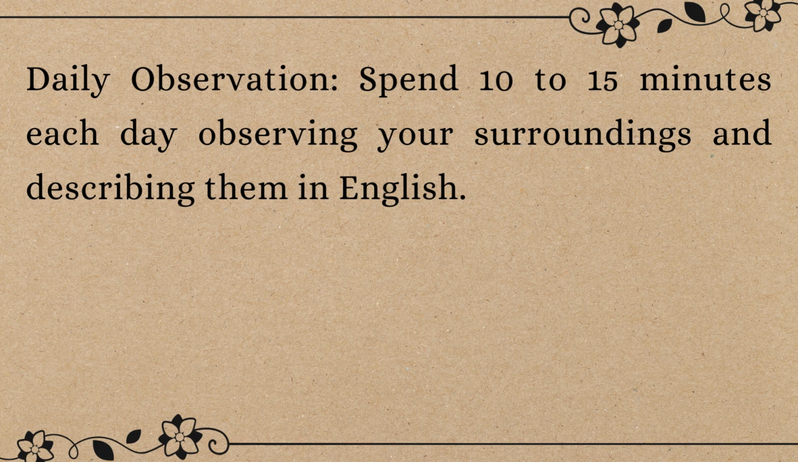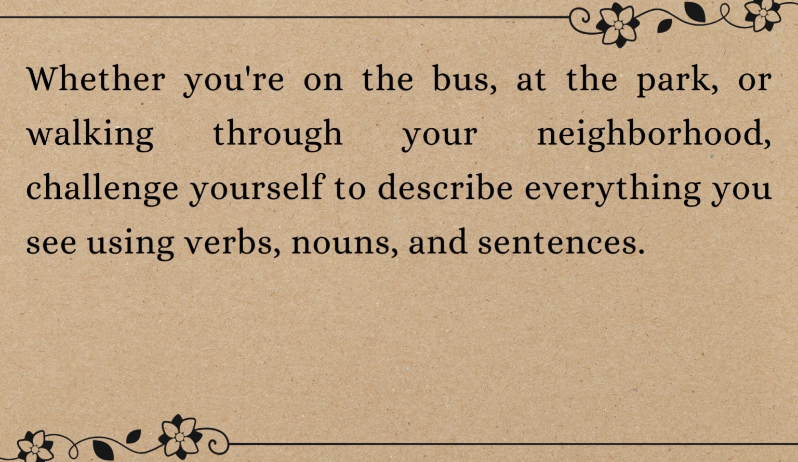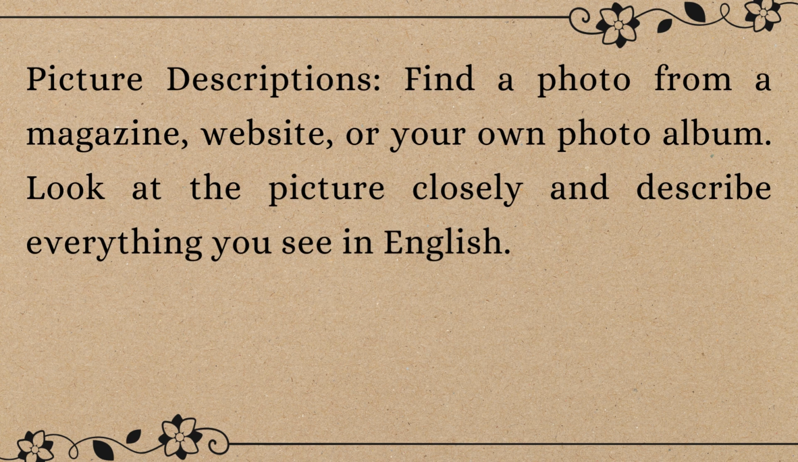Spend 10 to 15 minutes each day observing your surroundings and describing them in English. Whether you're on the bus, at the park, or walking through your neighborhood, challenge yourself to describe everything you see using verbs, nouns, and sentences. Picture descriptions. Find a photo from a magazine, website, or your own photo album. Look at the picture closely and describe everything you see in English.